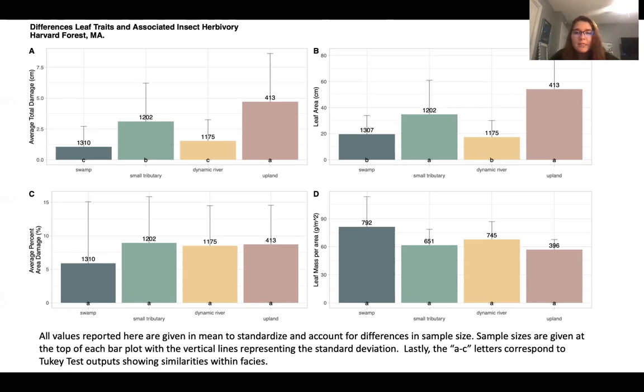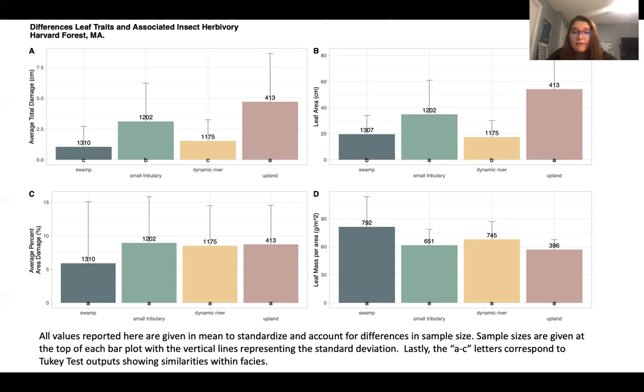However, what is interesting is that the leaf area of the upland and the small tributary are statistically the same, but they differ in average total damage as shown in panel A. Although the swamp also undergoes relatively low to no transport like the upland facies, swamps are notoriously patchy landscapes.